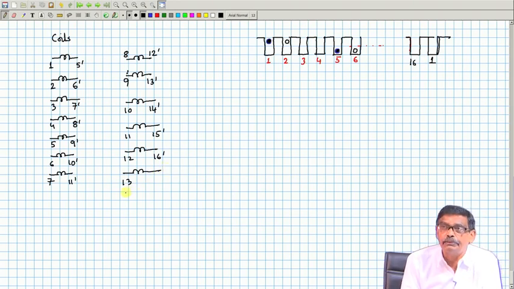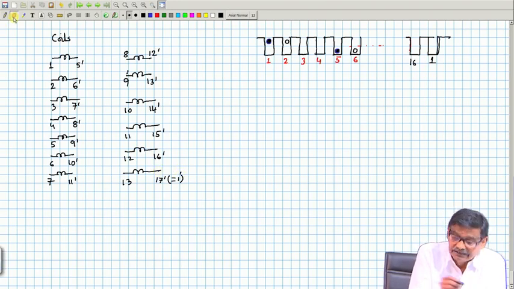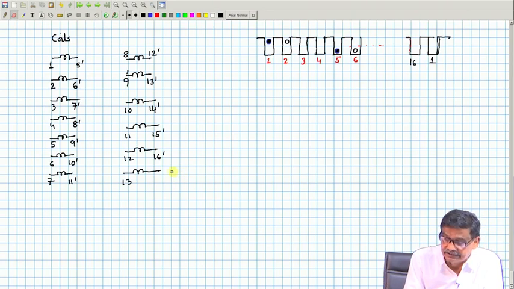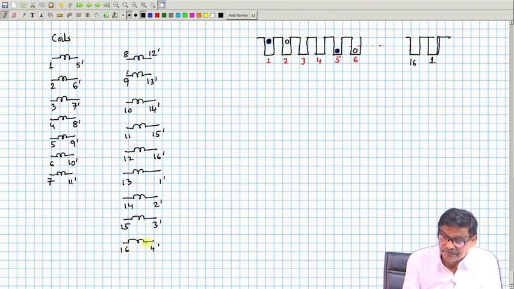17 dashed. There is no 17 dashed, what it should be? 1 dashed. Are you getting? 17 dashed I am writing, but there is no 17 dashed, it has to be equal to 1 dashed, because it is circular. So, I clean it, you have understood. Whenever it will be exceeding 16, you have to write down this one, 1 dashed. Then 14 2 dashed, and 15 3 dashed, and this is 16 4 dashed.